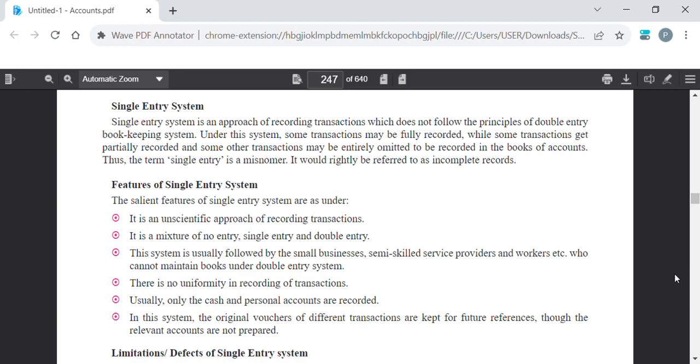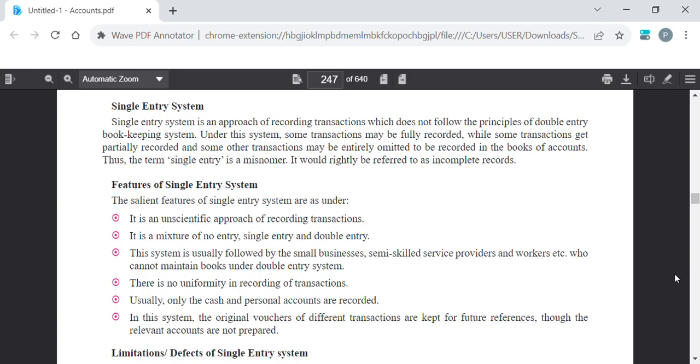It is a mixture of no entry, single entry and double entry. This system is usually followed by small businesses, semi-skilled service providers and workers who cannot maintain books under double entry system. There is no uniformity in recording of transactions. Usually only the cash and personal accounts are recorded. Nominal accounts and real accounts are ignored here. Today I'll record, tomorrow I'll not record. Today I'll record this expense, tomorrow I'll record that expense. So no uniformity.